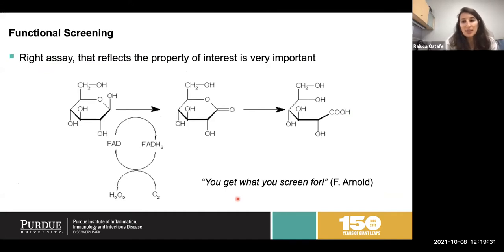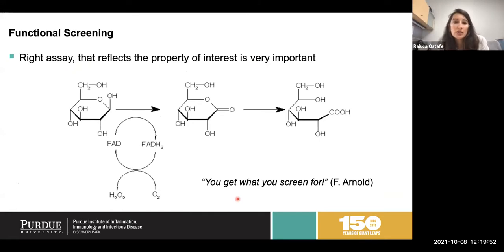As I was mentioning during this talk before, finding the right screening assay that reflects the property of interest is always very, very important because you always get what you screen for. So if you have the wrong assay or the artificial assay, you might get a variant that works on the wrong product, which is useless for the final application.